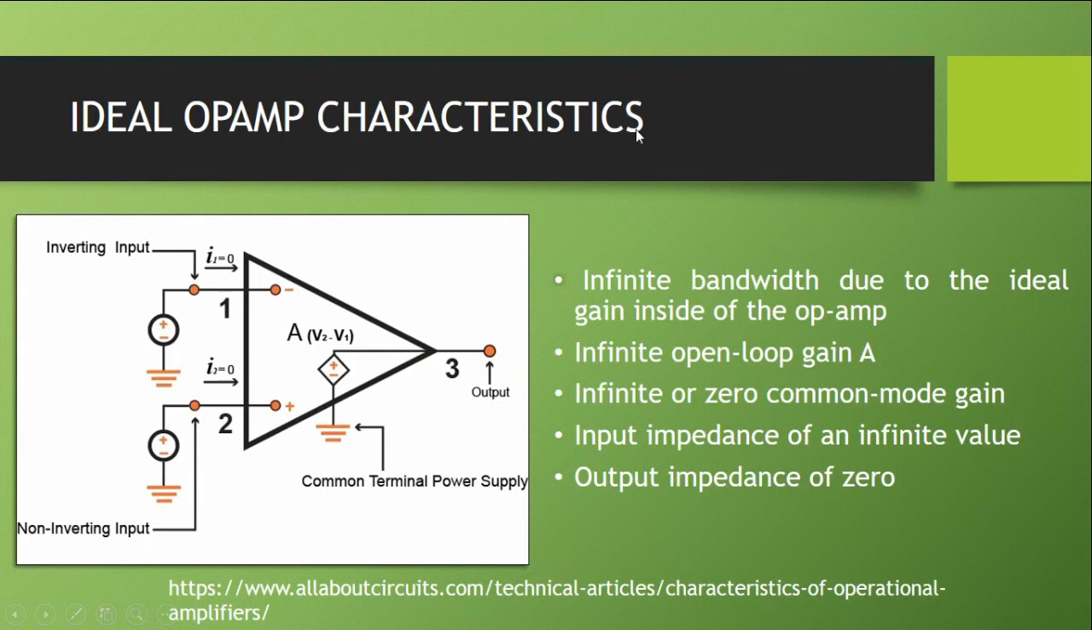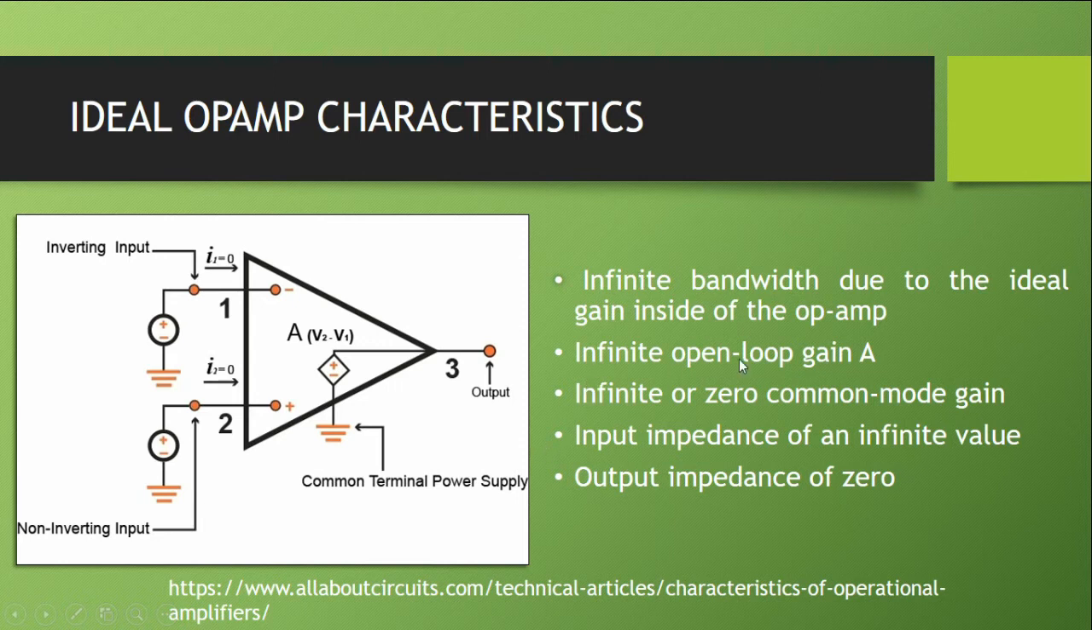Ideal op-amp characteristics. It has infinite bandwidth due to the ideal gain inside of the op-amp. What do we mean by the term infinite bandwidth? Ideally it can pass all frequencies. It can operate in all the frequencies due to the ideal gain inside the op-amp. So it has infinite bandwidth.